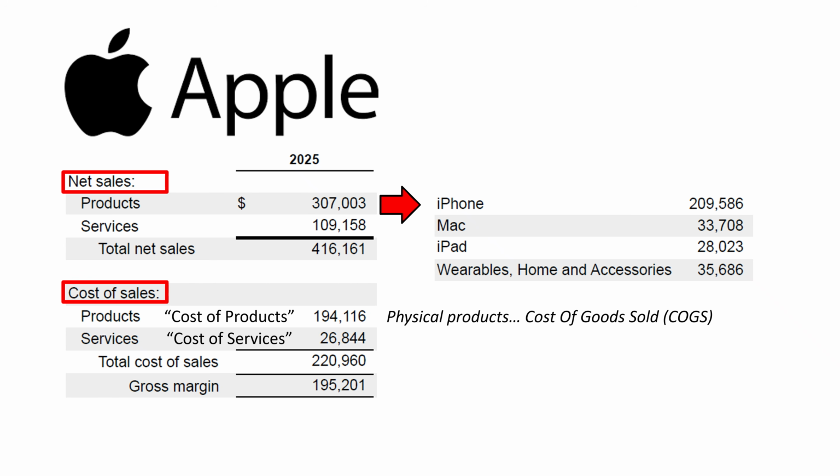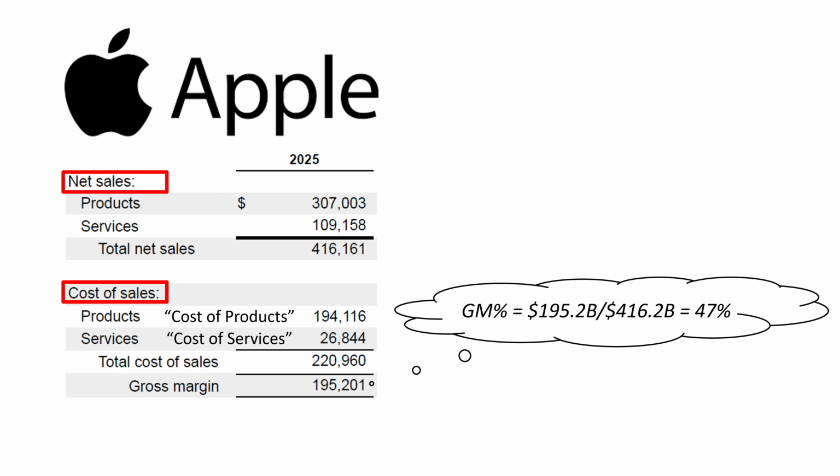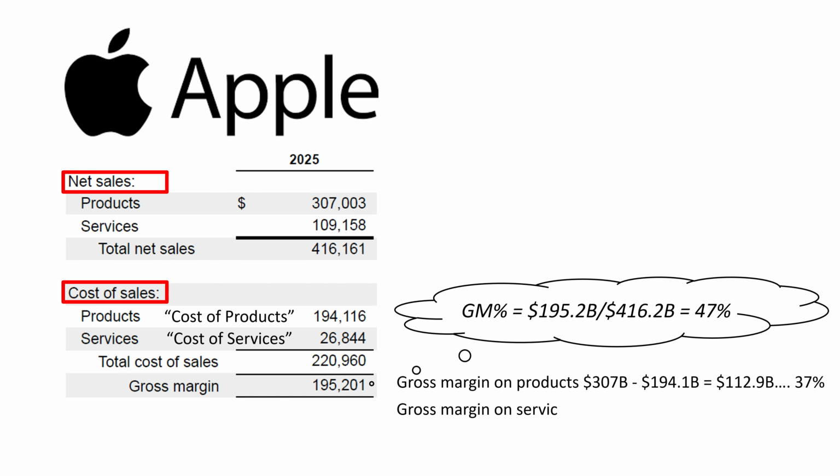Having the top level of cost of sales and then the split between cost of products and cost of services is very helpful in margin analysis. If you divide gross margin dollars by sales dollars, you will find that the overall gross margin for Apple is 47%. For products, the gross margin is 37% of product revenue. For services, the gross margin is 75% of service revenue. A classical case of a razor and blades business model, just like printer and toner, or installed base and consumables.